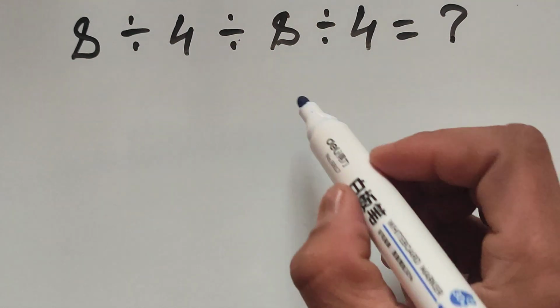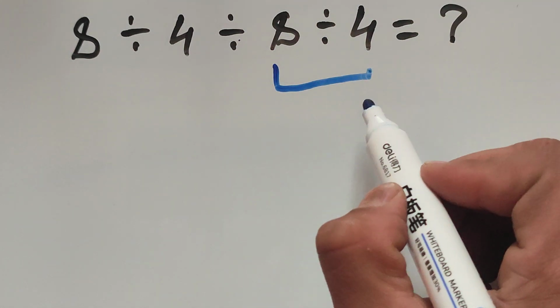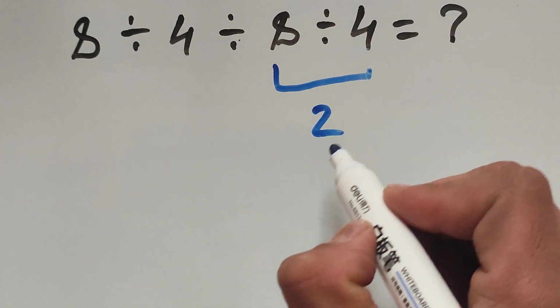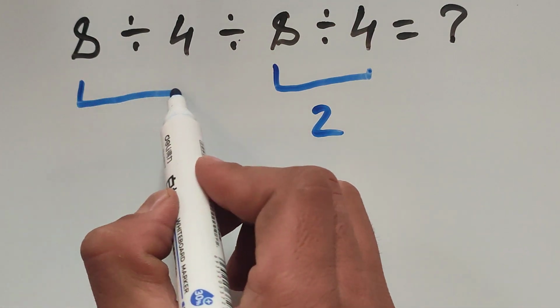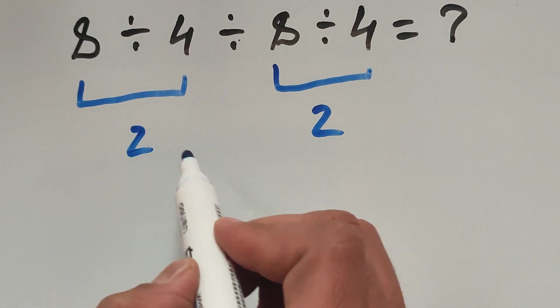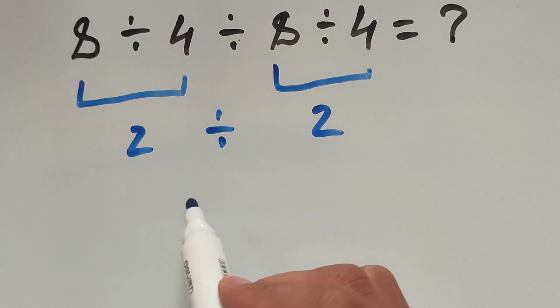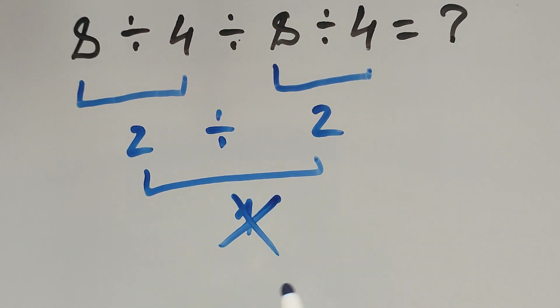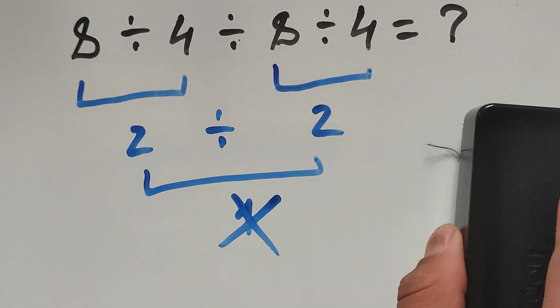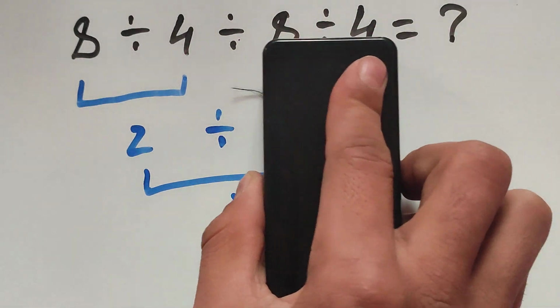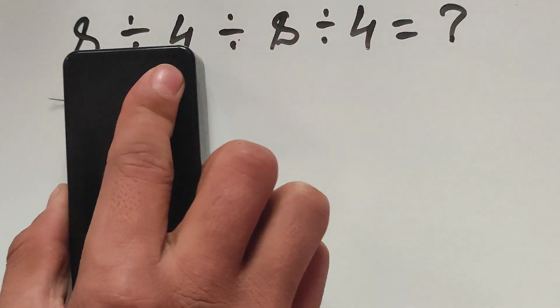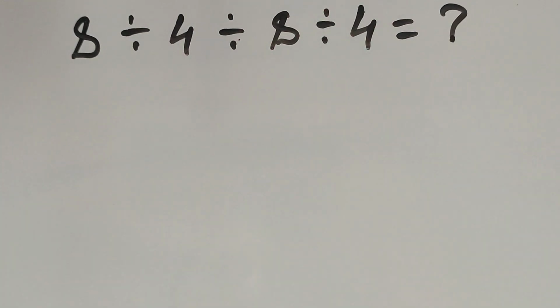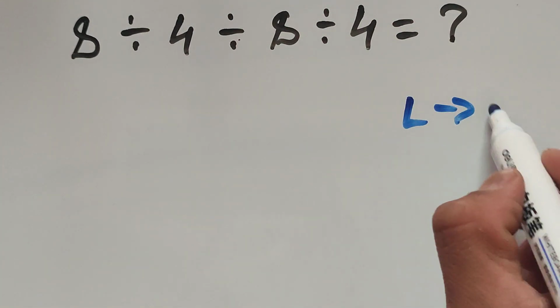Okay, let's begin. First we do this. 8 divided by 4 gives us 2, and 8 divided by 4 gives us 2, and 2 divided by 2 gives us 1. But this is not the correct answer, because according to the order of operations, when we have more division, we have to work from left to right.